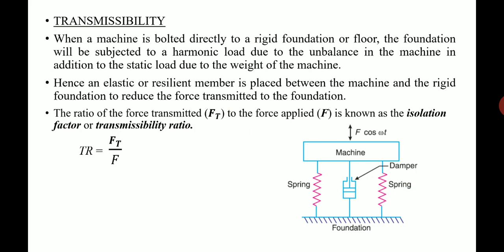Transmissibility is the ratio of the force transmitted to the ground to the force applied, that is, transmitted force by applied force. If the applied force is F and the transmitted force is Ft, then the transmissibility ratio Tr is equal to Ft divided by F. The amount of force which we transmit to the ground should be minimized. That is the aim of transmissibility. In order to minimize that, we'll be placing dampers or some kind of resilient members in between the machine and the ground. So that is the transmissibility ratio.